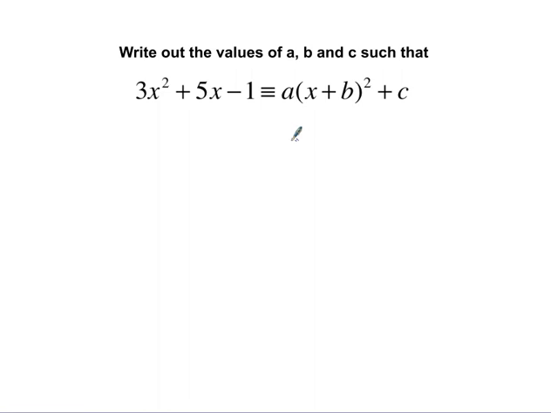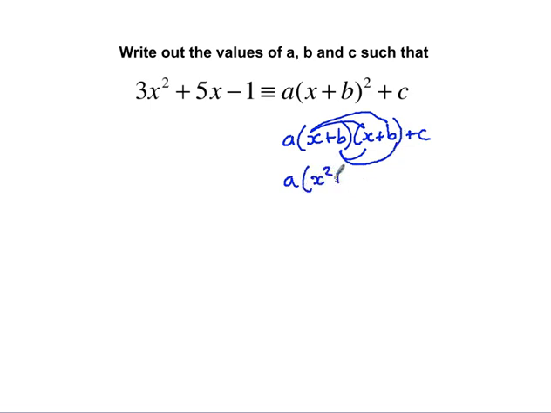Another similar question here. So we're going to begin by expanding this. So x plus b times x plus b plus c. So when we do this, that will give us x squared plus bx plus bx plus b squared, which will be x squared plus 2 lots of bx plus b squared plus c. And then we'll multiply it through by a to give us ax squared plus 2abx plus ab squared plus c.